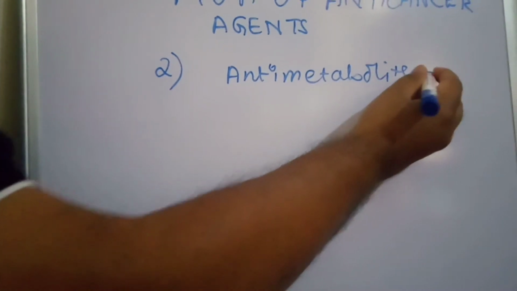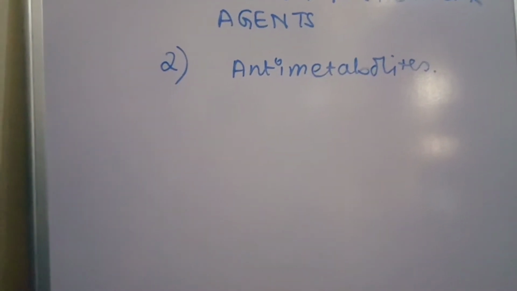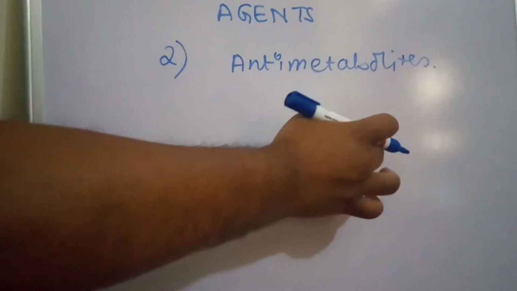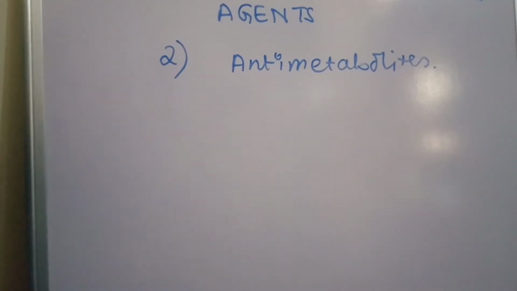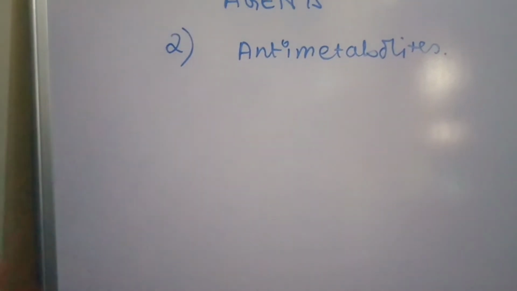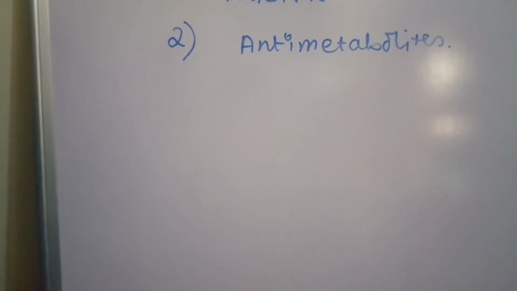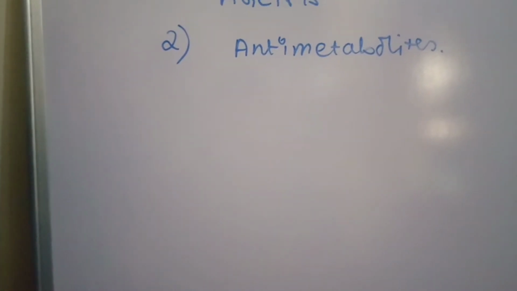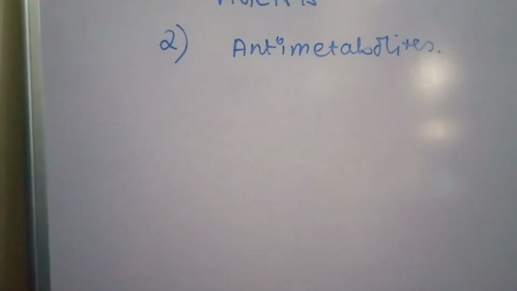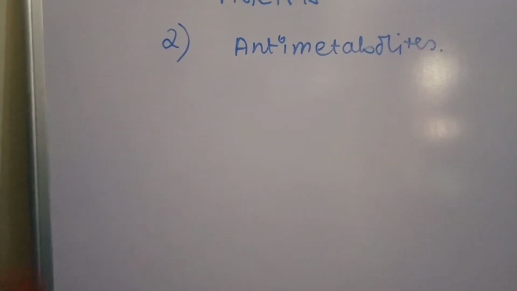Anti-metabolites. So what are these anti-metabolites? Anti means against the metabolites. What are these metabolites? The compounds which are formed during the metabolism are called metabolites. Anti-metabolites have structural resemblance to the metabolites.